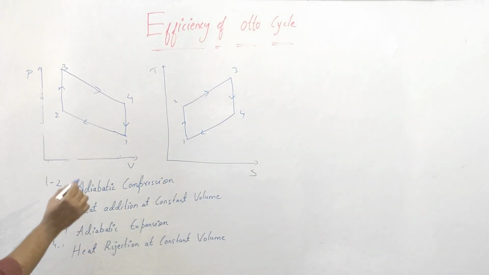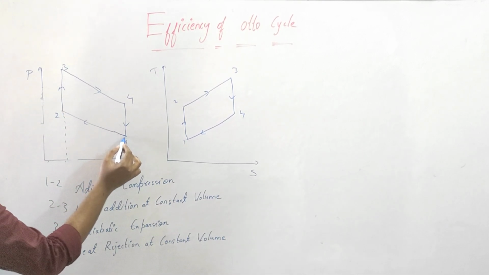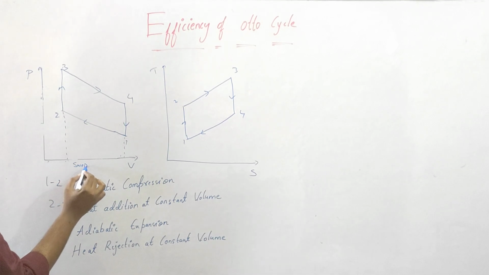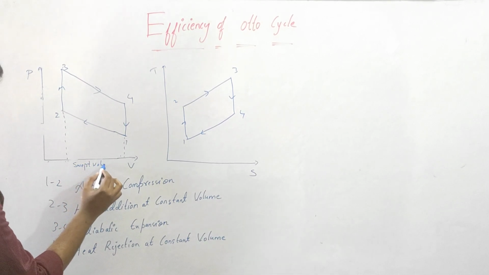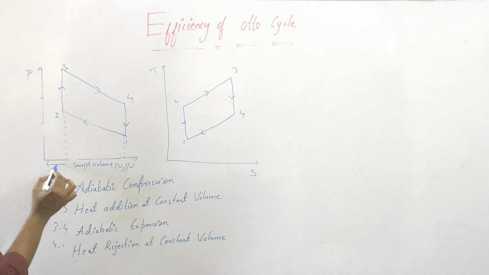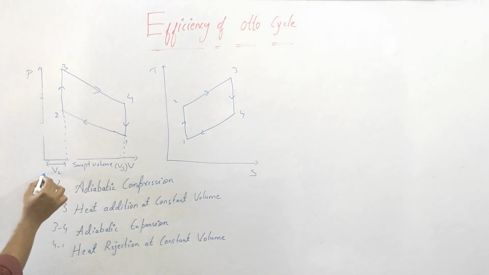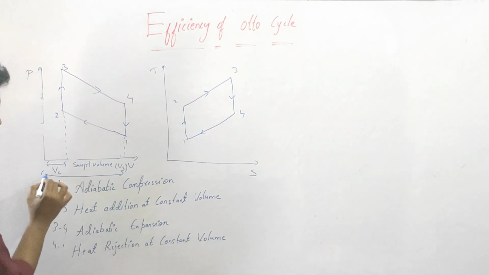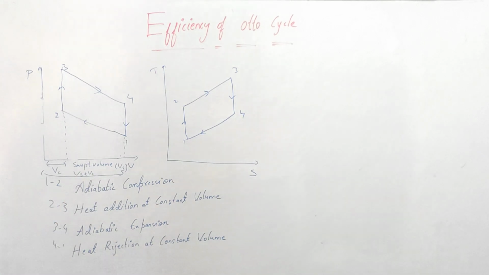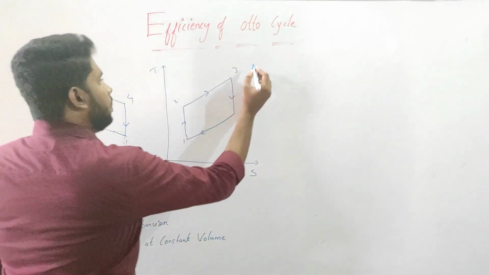So this represents the swept volume. We know what swept volume is: the volume covered by the piston. This remaining part is the clearance volume, we will write Vc. Now from here to here it will be the total volume, which we can write as swept volume plus clearance volume. Now this V1 by V2.